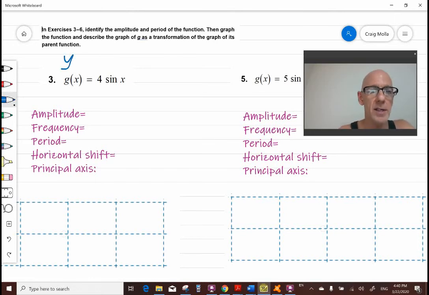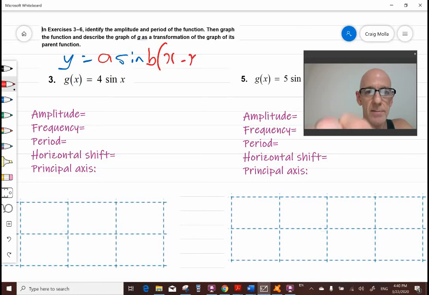Now, I need to remember the basic idea, y equals a sine b bracket x minus c plus d. And you need to remember that the amplitude is the coefficient in front, 4. The frequency is the coefficient of the x. The frequency is 1. And that means that the period is a standard 2 pi.